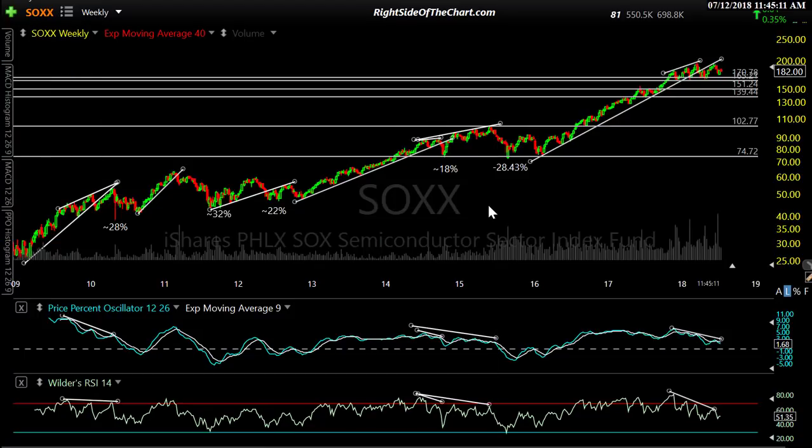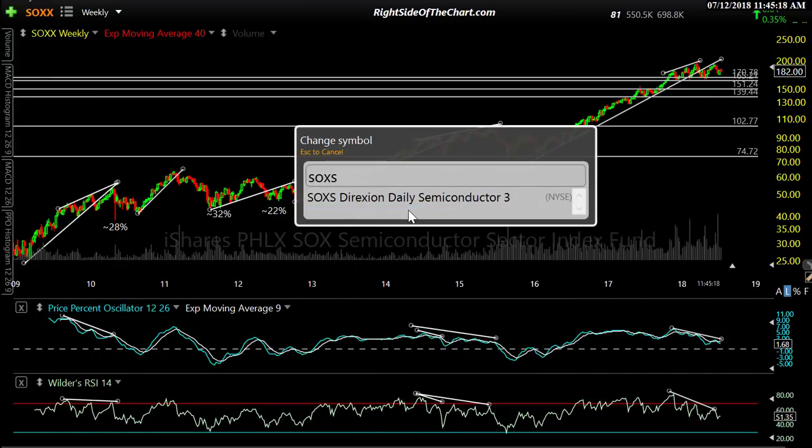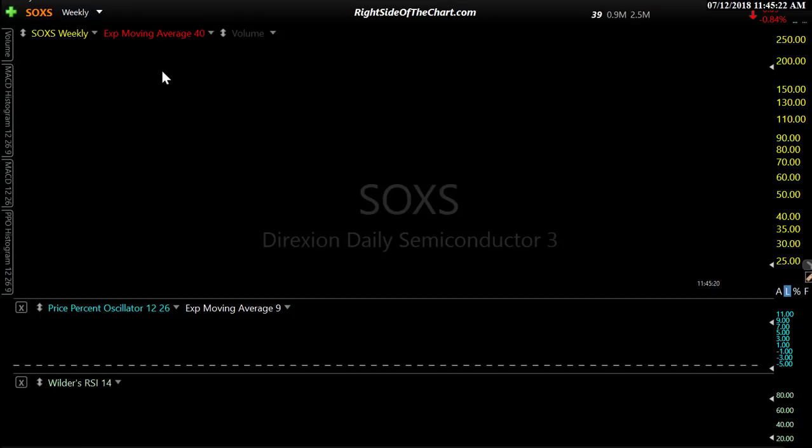Okay, where am I going with this? Here we go. We're going to look at these numbers real quick, and I've inverted them, or I added those numbers to SOXS. It's a tongue twister for me for some reason.